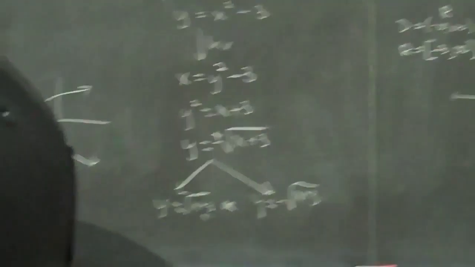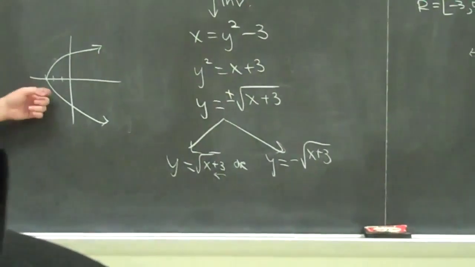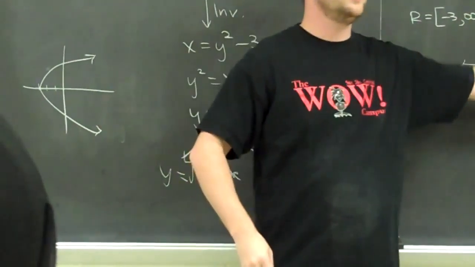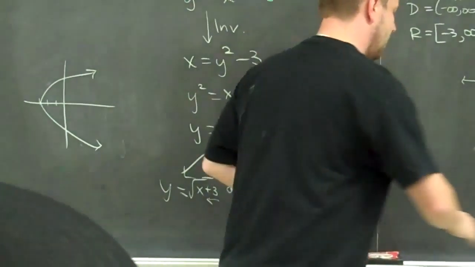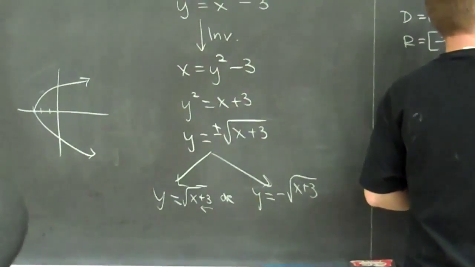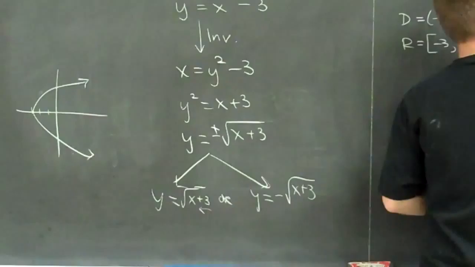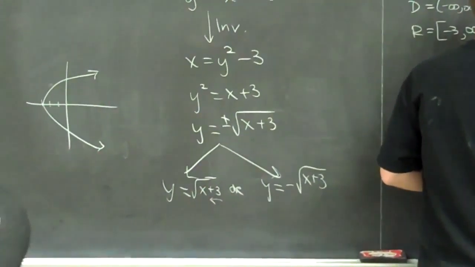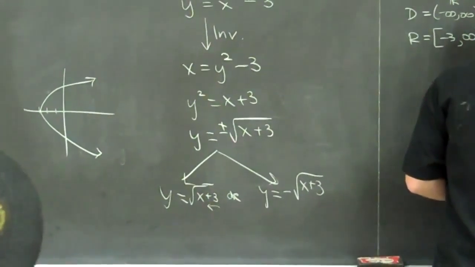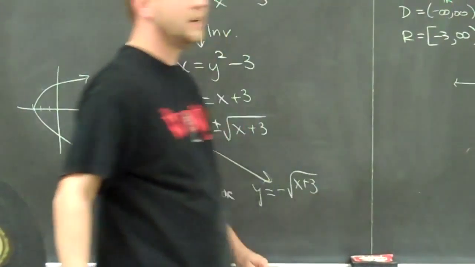But you already knew that, right? Because what was the inverse? It was this guy right here. The top part of this was y equals the positive square root of x plus 3, and the bottom part was y equals the negative square root of x plus 3.